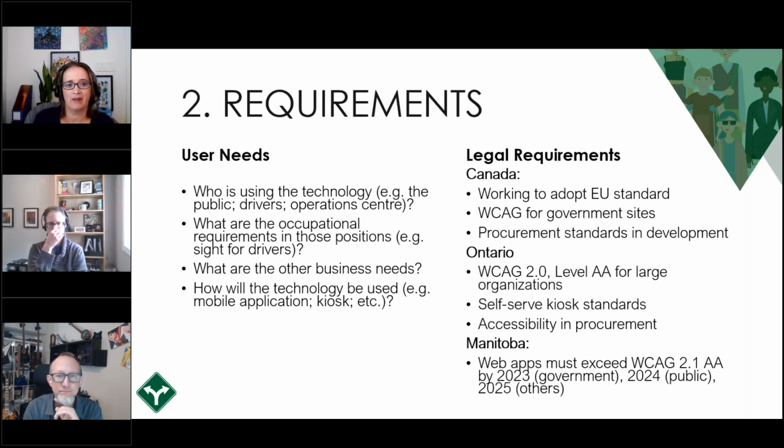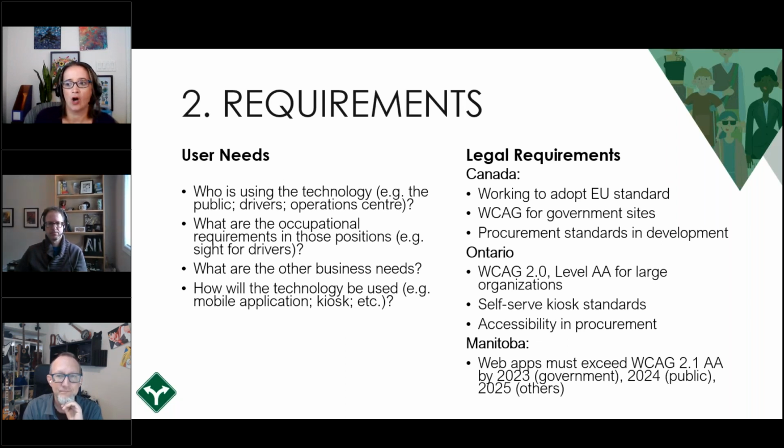But as you've all been saying, we really want to be thinking about user needs as that key driver, not just about those legal requirements. So who's going to be using the technology? Is it the public? Is it drivers? Is it operation centers? Back to our ticketing example, the pay and display for parking, you can assume that a driver has reasonable sight to be able to engage as a driver. But we shouldn't assume that it's necessarily the driver that's paying for the parking. And certainly if we're talking about transit technology, that's even more so. You definitely should not be assuming that every passenger has the ability to engage with something if it's only through sight. And then what are the other requirements for that?